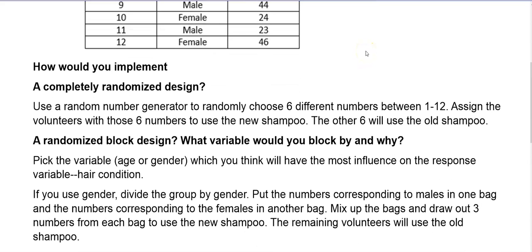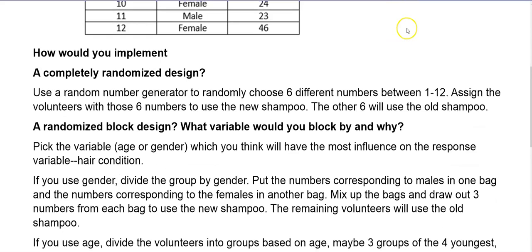So let's just say if we use gender, we would divide the group by gender. We have 6 males and 6 females in the group. So put the volunteers' numbers corresponding to all the males in one bag and the numbers corresponding to the females in another bag. Mix up the bags, mix up the numbers within the bags is what I mean, and draw out 3 numbers from each bag to use the new shampoo. The remaining volunteers will use the old shampoo.